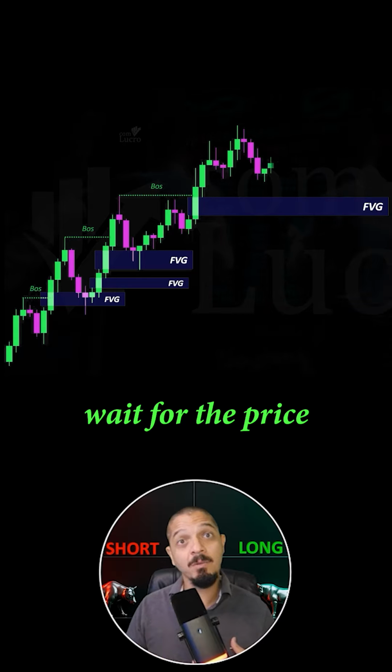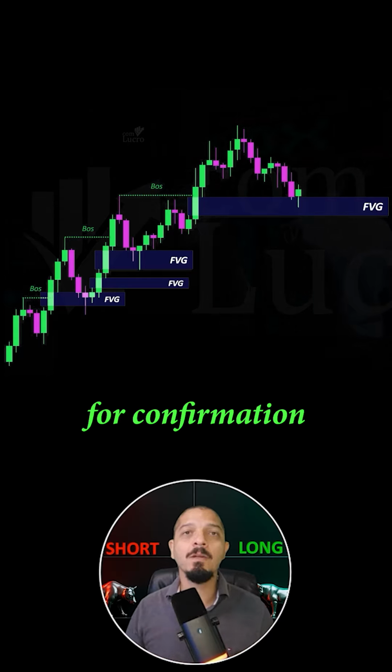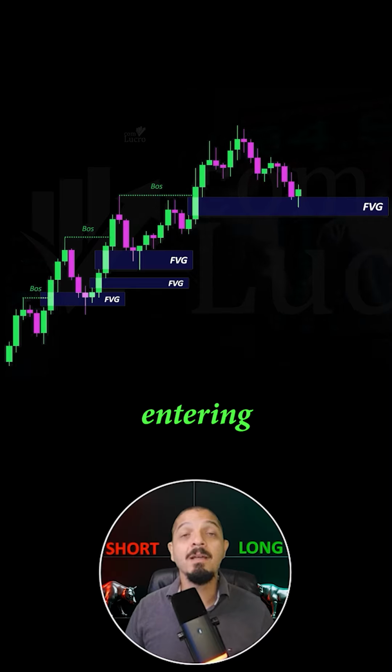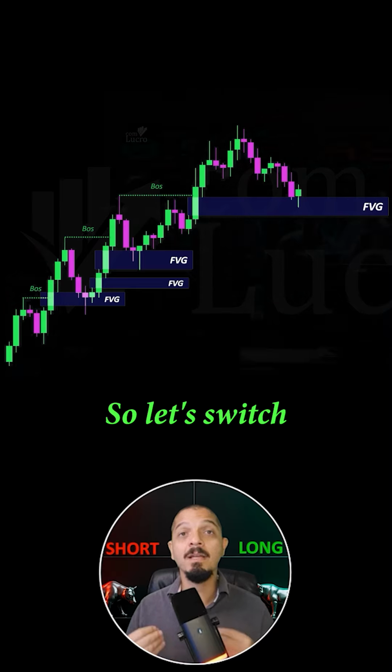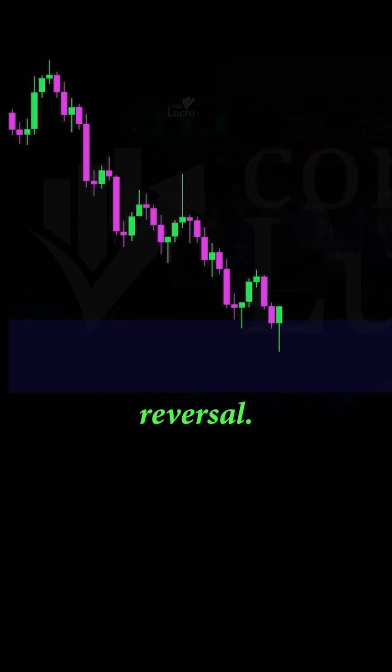First, wait for the price to trade back into the gap, then move to the lower time frame to look for confirmation signals before entering a buy position. So, let's switch to the 5-minute chart. On this lower time frame, the goal is to spot signs of a possible reversal.